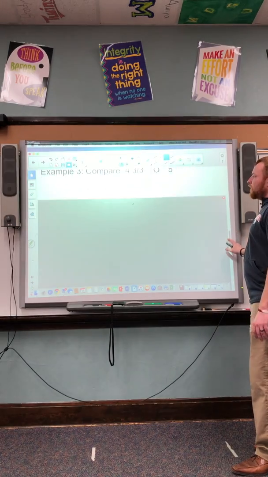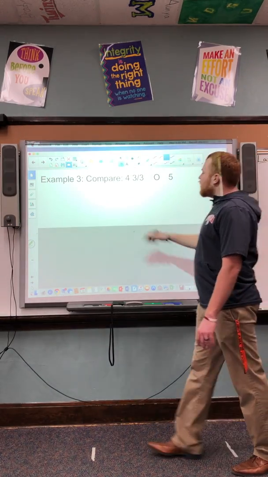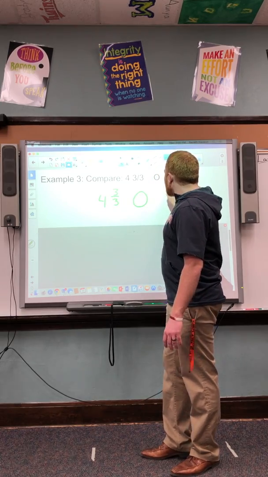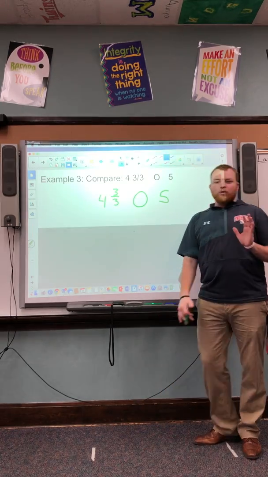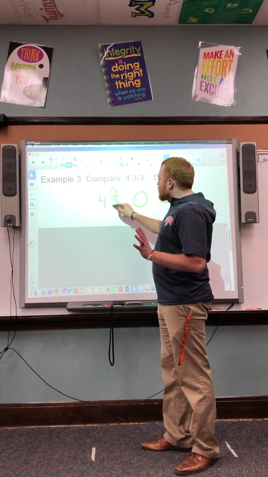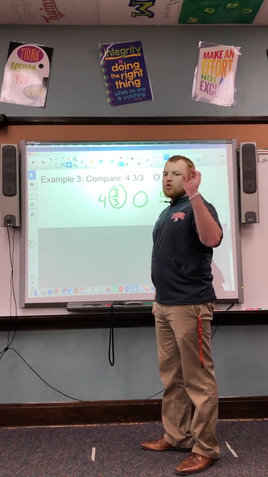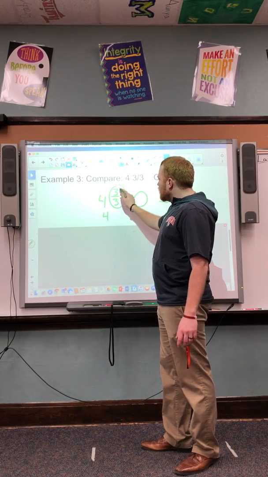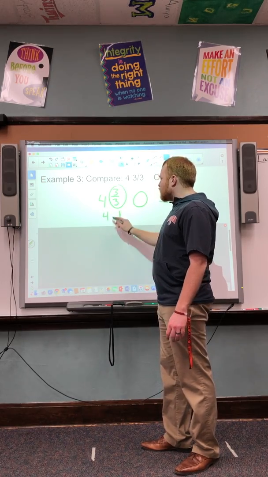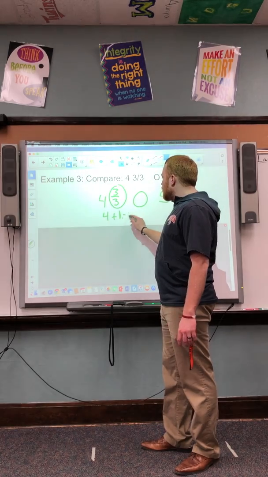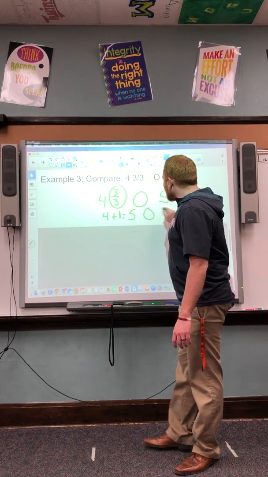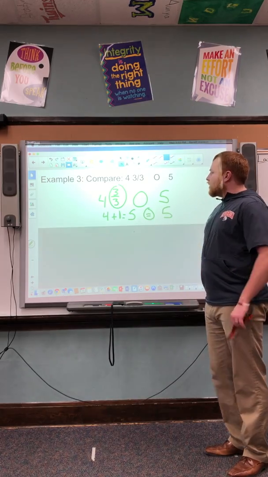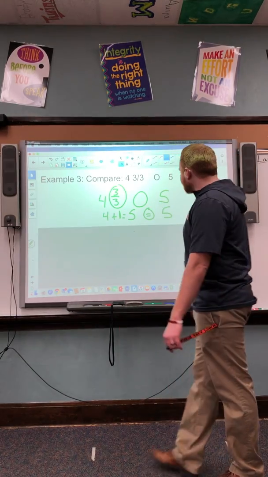Example 3. Compare. So now we have 4 and 3 over 3, and then we need to compare it to 5. Well, we should know once we see a fraction that has the same numerator and denominator that it is equal to 1. So then we would have 4, and then that fraction equals 1. So we add it together, we would get 5. And then if we have 5 on the other side, the 2 numbers would be equal.